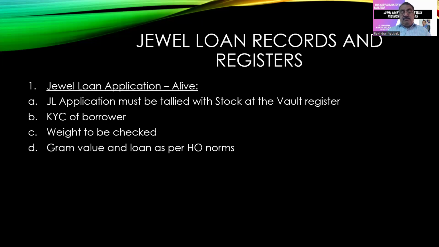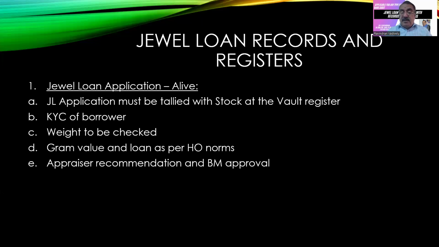The next area is the gram value at which the bankers are lending. You also have to verify the gram value. Say if it is 6,250 rupees per gram, then what is the total gram eligible for the loan? You multiply, and see that the loan does not exceed the gram value as mentioned by the head office.